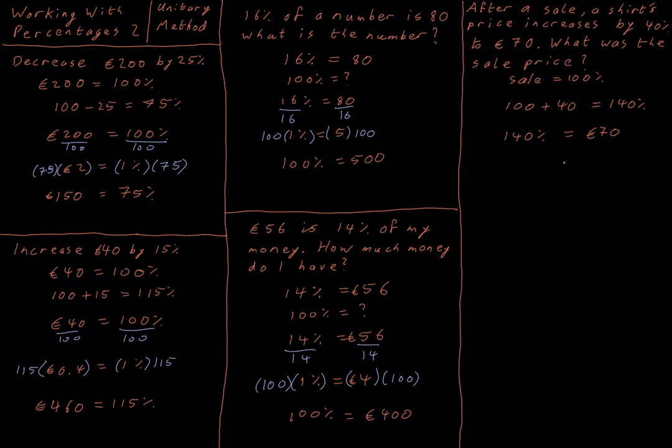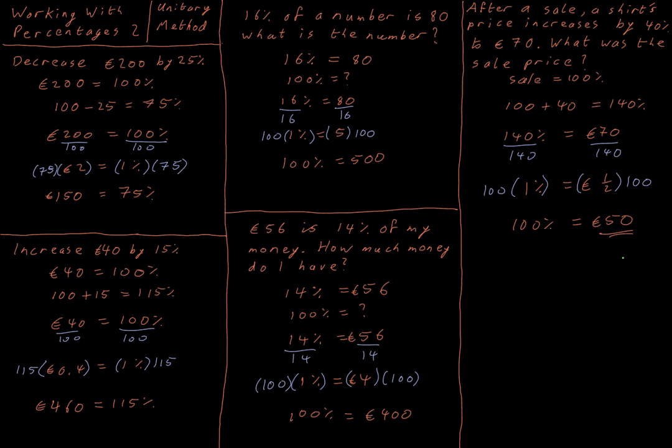So now I've done this setup. Let's see what we can do. I'm at 140. I want to find out what 1% is and then multiply up to get 100%. So I need to divide 140 by 140. Any number divided by itself is just going to give me 1. So I'm always dividing by whatever my percentage is to get 1%. 70 divided by 140 is going to leave me with a half, or 0.5 if you prefer a decimal. And now I want to get up to 100%. So I need to multiply the percentage by 100, and to keep everything balanced I must multiply the other side by 100 as well. So 100% is half of 100, which is €50. So the sale price of that shirt was €50.